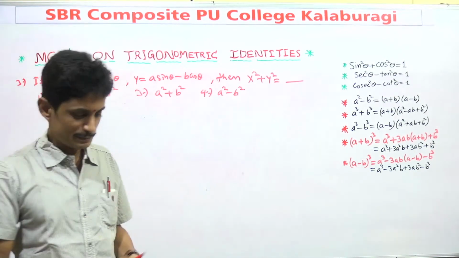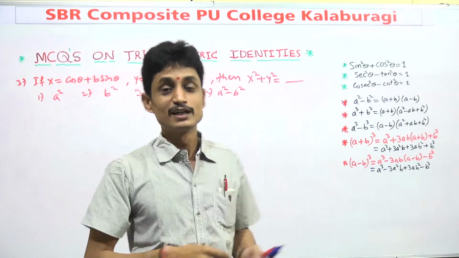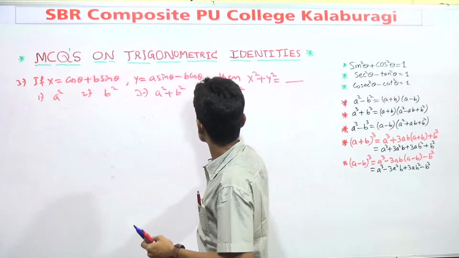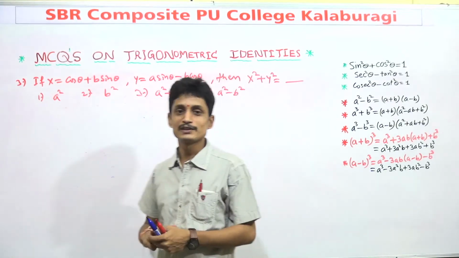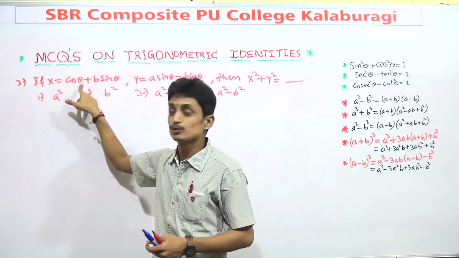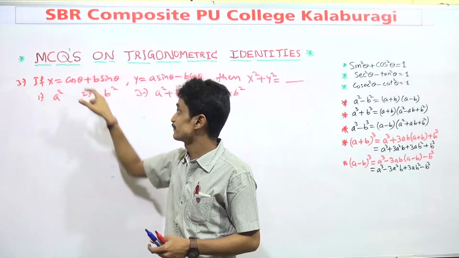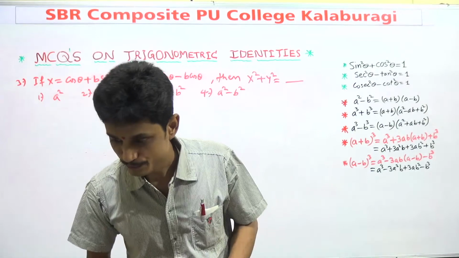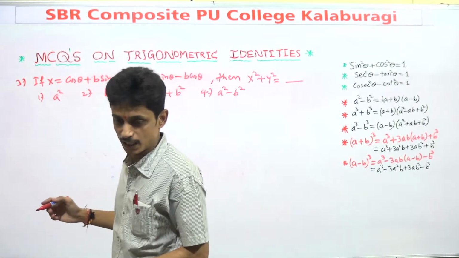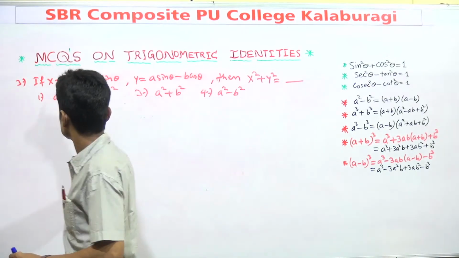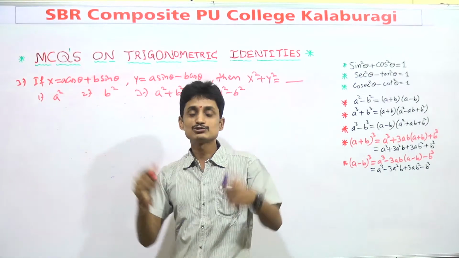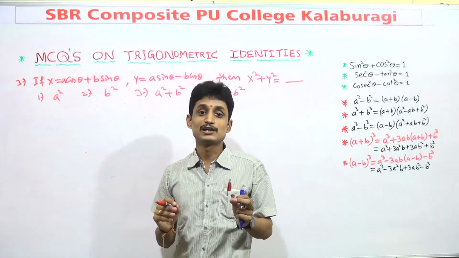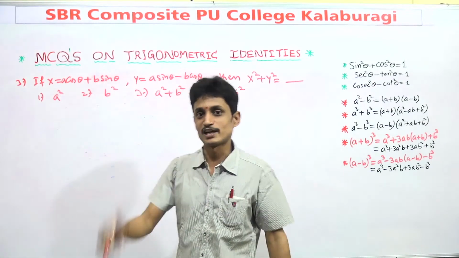Now this problem is completely related to (a plus b) whole square. Why (a plus b) whole square? Because in the question we need x square plus y square. If we square both sides, on the RHS we have the binomial term, a cos theta plus b sin theta. If we square it, we will get it in the form (a plus b) whole square. Let's start.